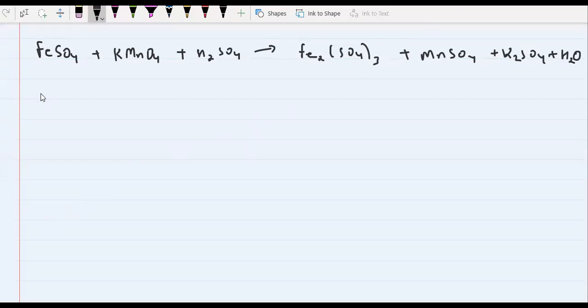First of all, what should be the first step? Step one: find the oxidation number of each component, each element. Got it, everyone?